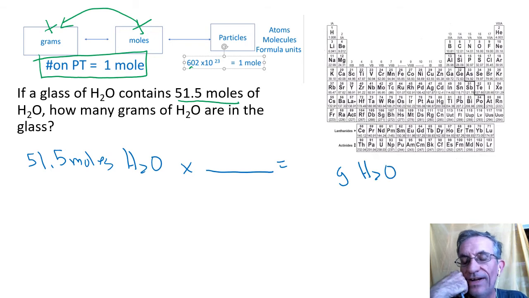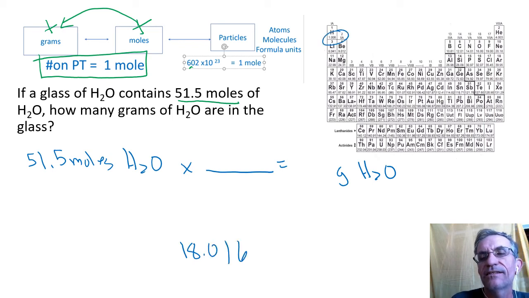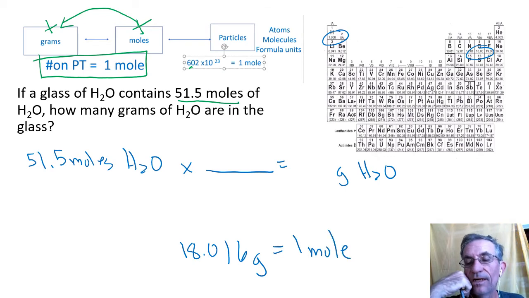So the conversion factor, again, is the weight off the periodic table. We added it up a minute ago, so I'm not going to go through and add it up again. You can rewind if you want and look. It was 18.016. When you add up two hydrogens and an oxygen, you get 18.016. 18.016 grams is 1 mole. So that weight off the periodic table next to that number always goes with grams.